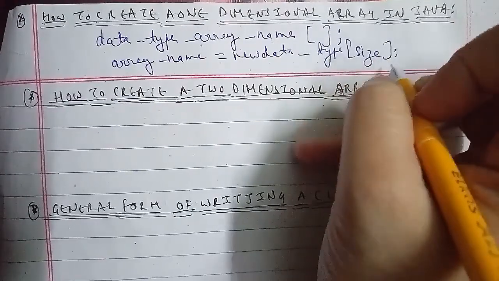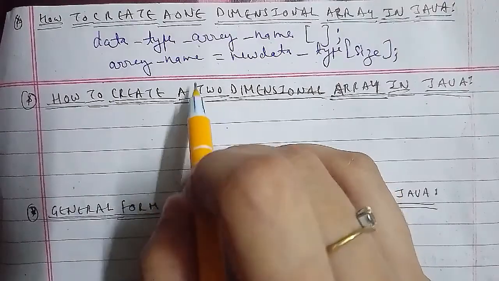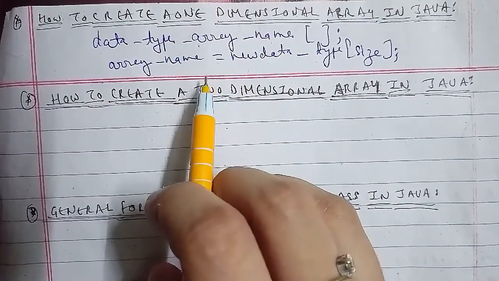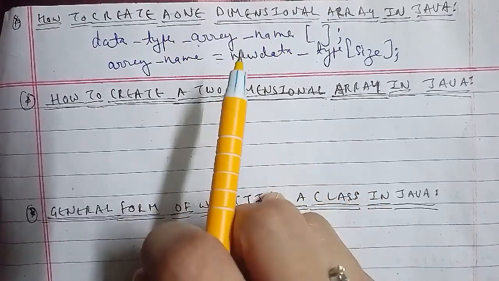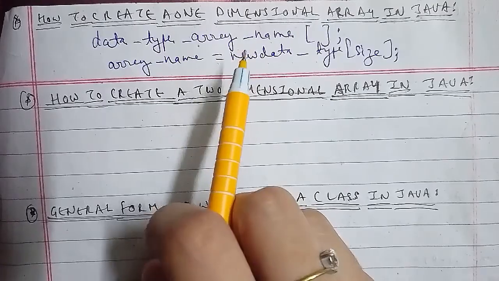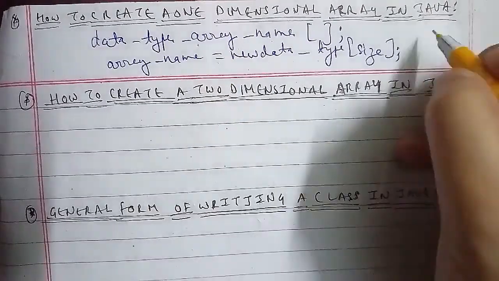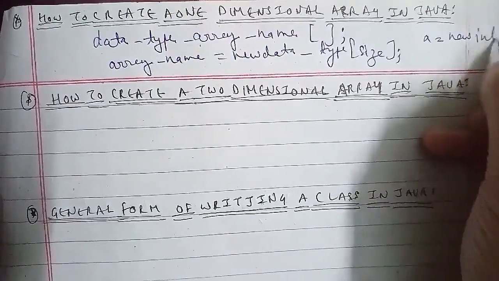Here the array name represents the name of the array, and new is the keyword we use to allocate the memory for the array, and the data type specifies the data type of the array elements, and the size represents the size of the array. For example, a equals new int 10. This is a sort of example here.